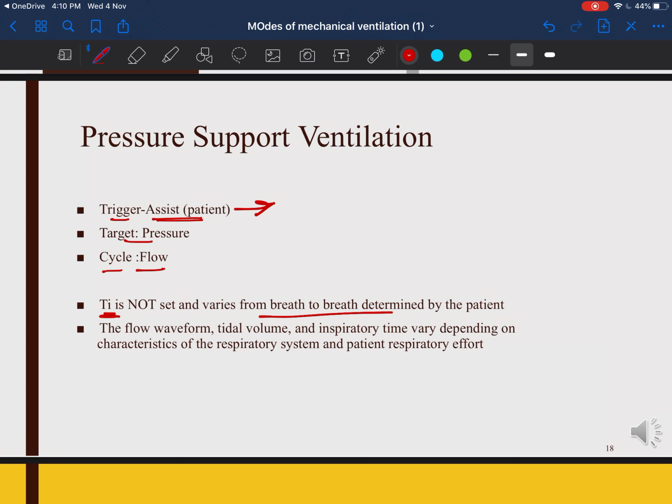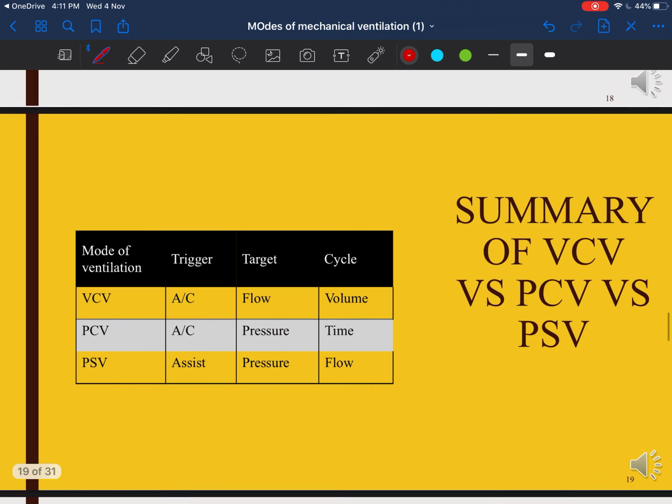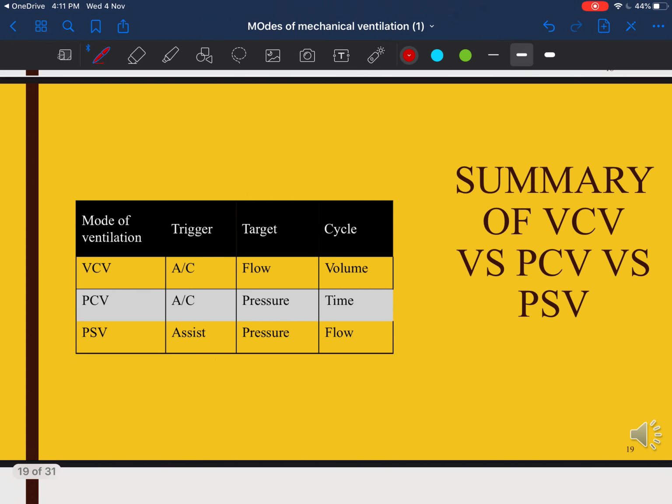and varies from breath to breath determined by the patient. So as a consequence, your flow waveform, your tidal volume, your inspiratory time will vary depending upon the patient's effort and respiratory characteristics. If you want to put all of this together in a single tabular column, this is it.